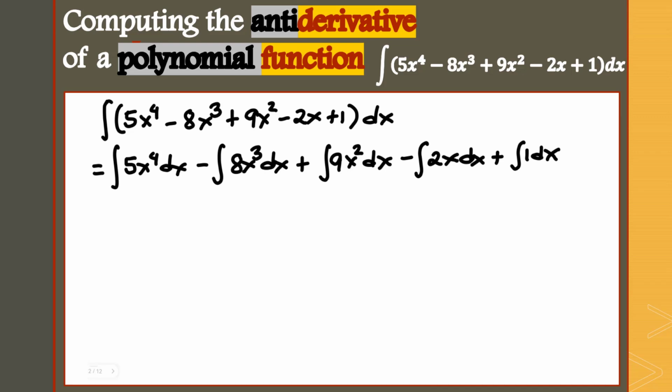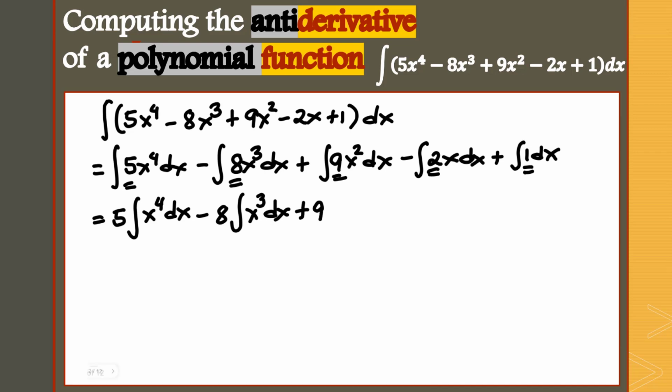Once we are done with the sum and difference rule, let's apply the constant multiple rules, as we have here constants that may be taken out. So we have here 5 times the integral of x to the power of 4 dx. Let me redo that. That's just x to the power of 4. Then minus 8 times the integral of x cubed dx plus 9 times the integral of x squared dx minus 2 the integral of x dx, and of course you will have here the integral of dx itself.